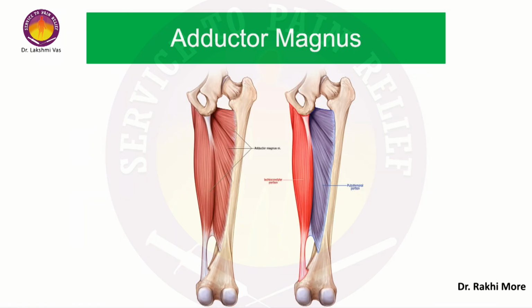So this is the adductor magnus, in which the ischial part forms part of the hamstrings. You can see in the second image, the purple colored part of the muscle is part of the hamstring, while the other is part of the adductor compartment.